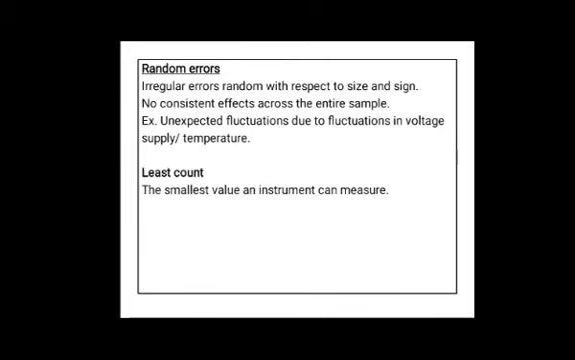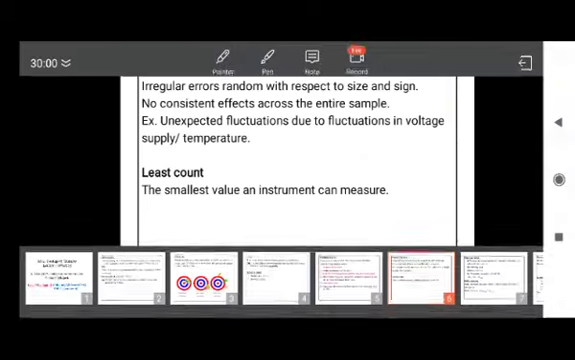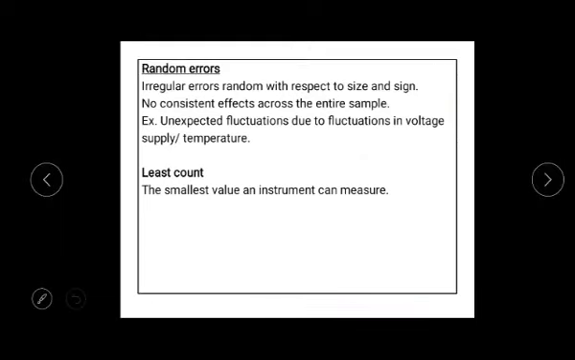Now let us see a very interesting word, that is least count. So what is least count? It is the smallest value an instrument can measure. What is the meaning of this? Let me take the example of our scale only. What is the smallest value that can be measured with the help of our scale?